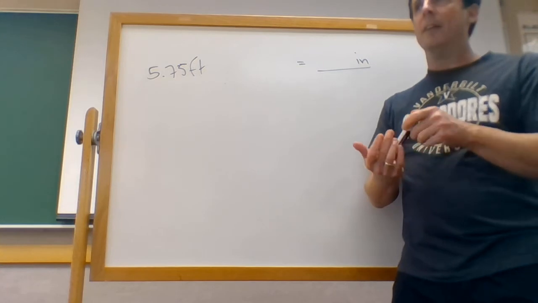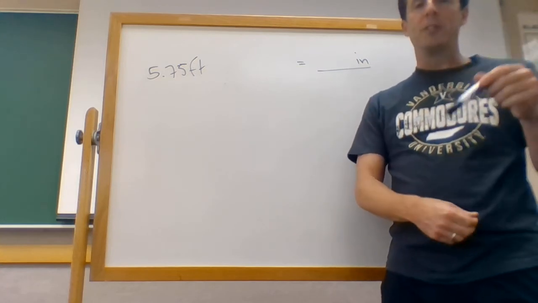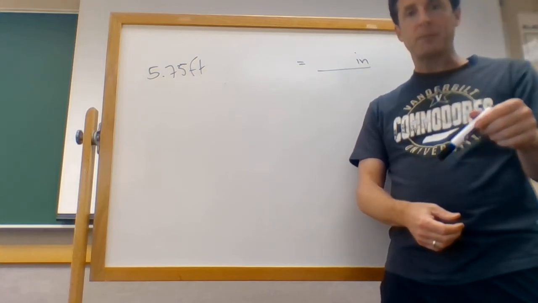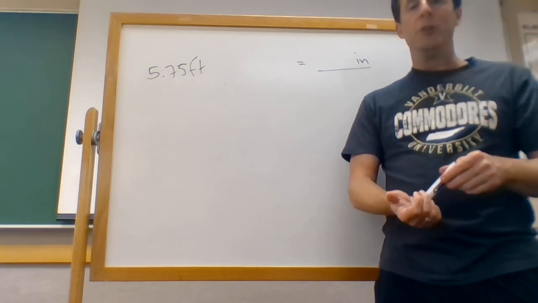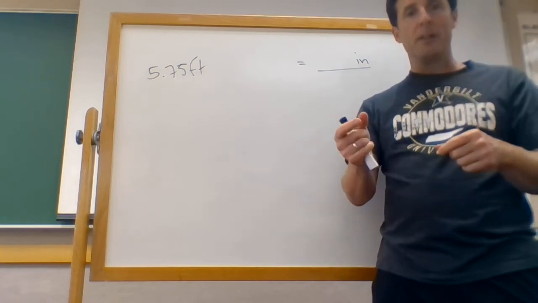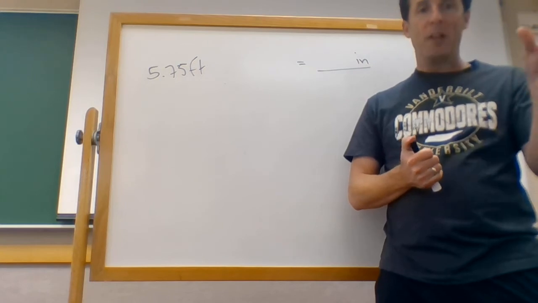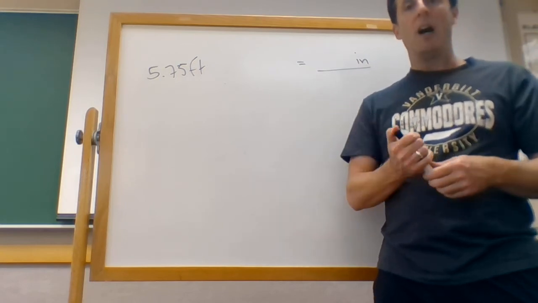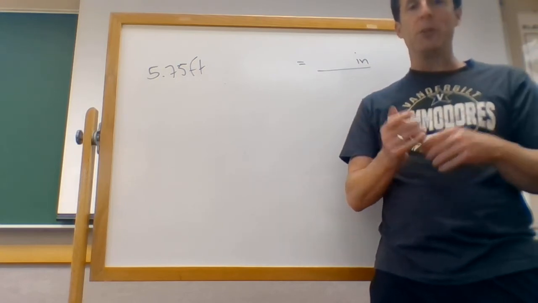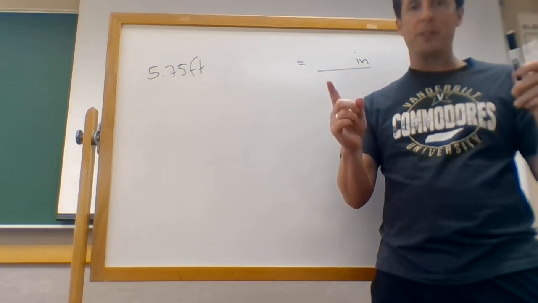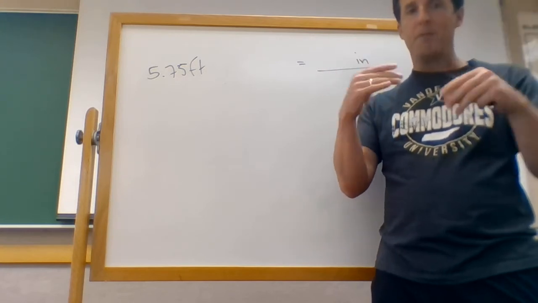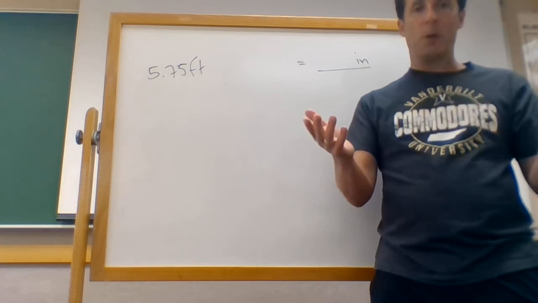Then you are supposed to memorize the metric prefixes. With the metric prefixes, you should know there's 100 centimeters in a meter. You should know there's 1,000 millimeters in a meter, and that kind of thing. So you should be able to do conversions between the powers of 10 in the metric system. You should be able to set that up and figure that out without any outside help.